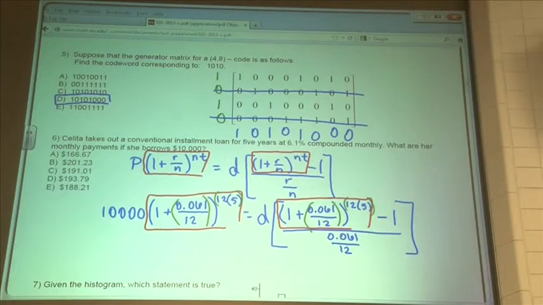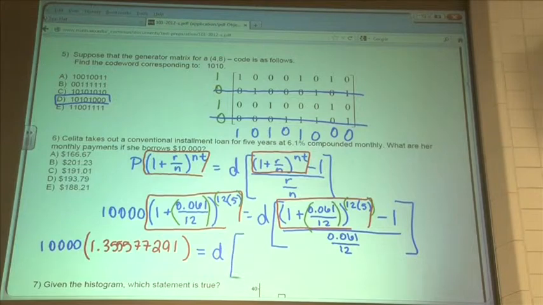Then hit your caret. Open another set of parentheses and hit 12 times 5. Close that set of parentheses. So that piece alone, we've got 10,000 times, I've got 1.355577291 is equal to D times.